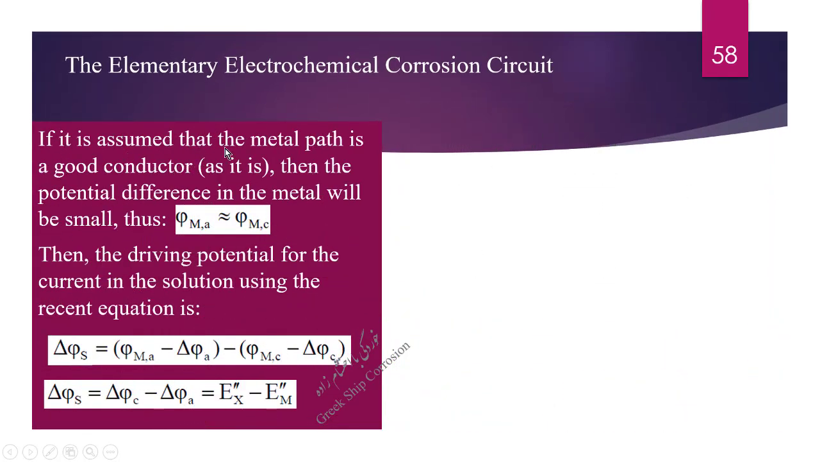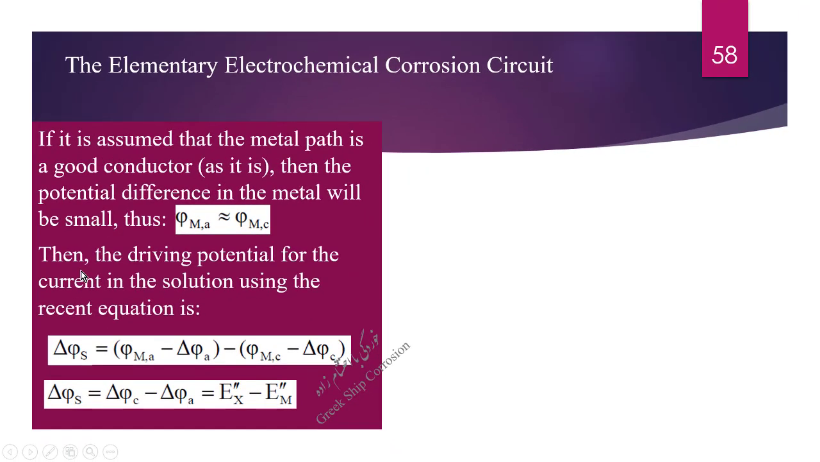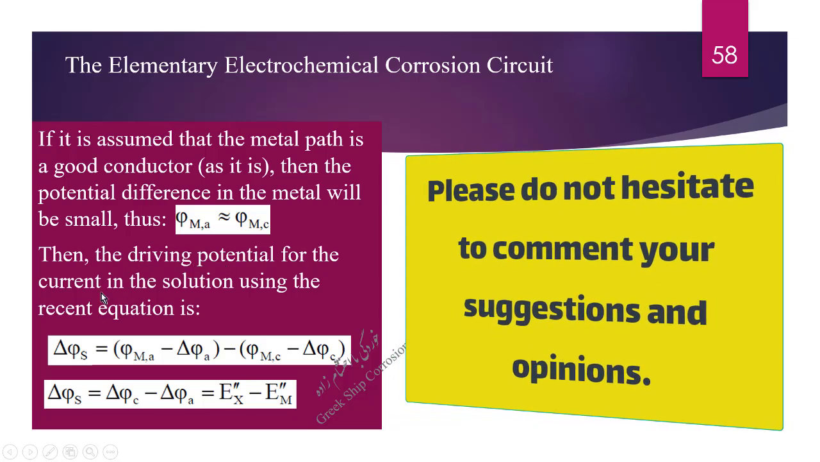If it is assumed that the metal path is a good conductor, as it is, then the potential difference in the metal will be small. Thus, V_ma is almost equal to V_mc. Then, the driving potential for the current in the solution, using the recent equation, is delta V_s equals V_ma minus delta V_a minus V_mc minus delta V_c. Delta V_s equals delta V_c minus delta V_a, equals E double prime x minus E double prime m.